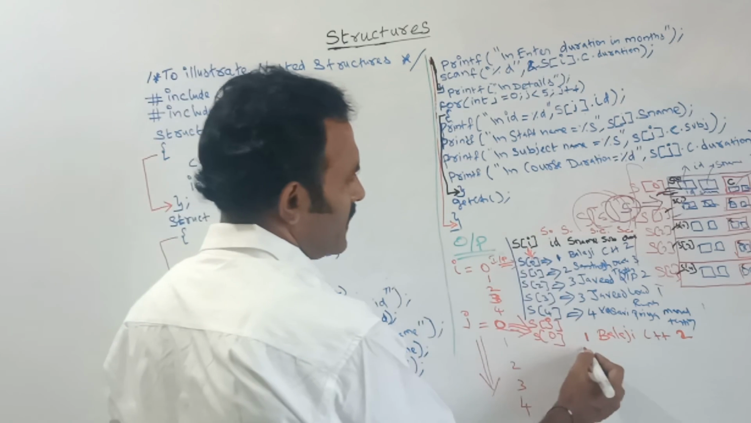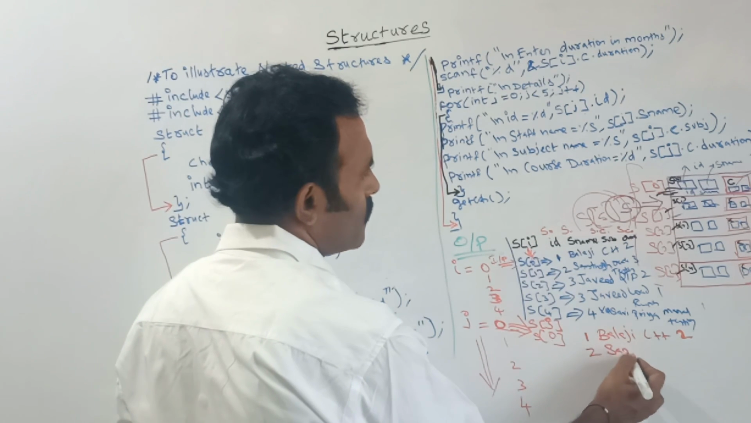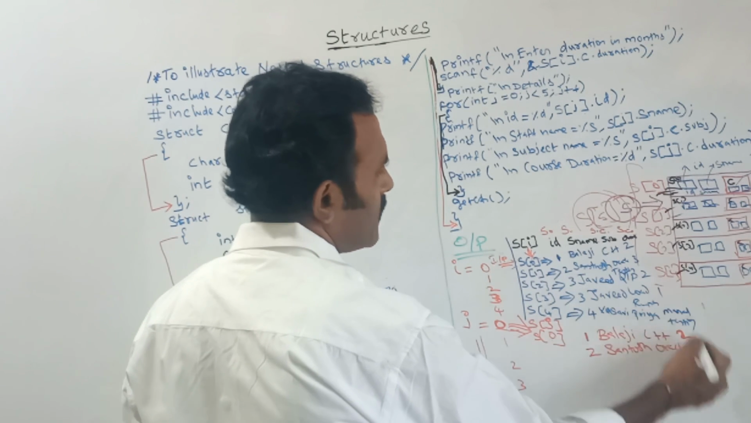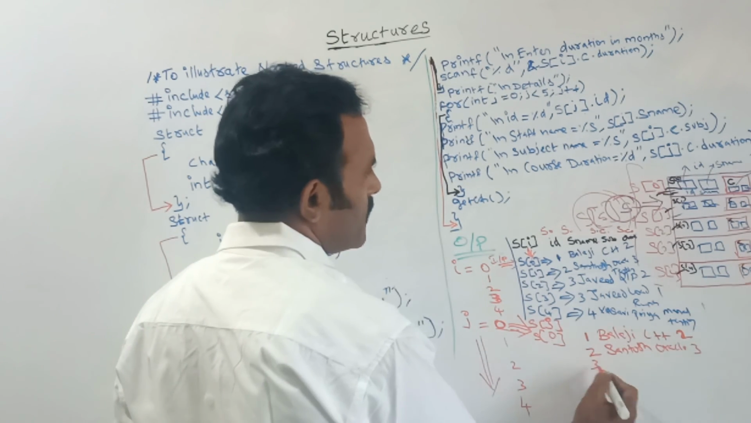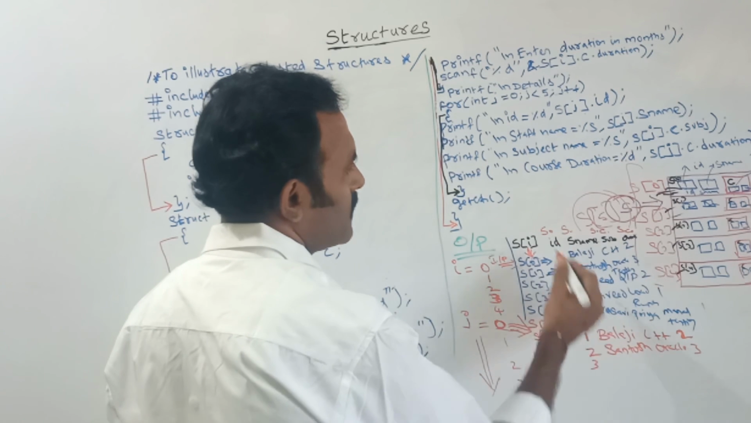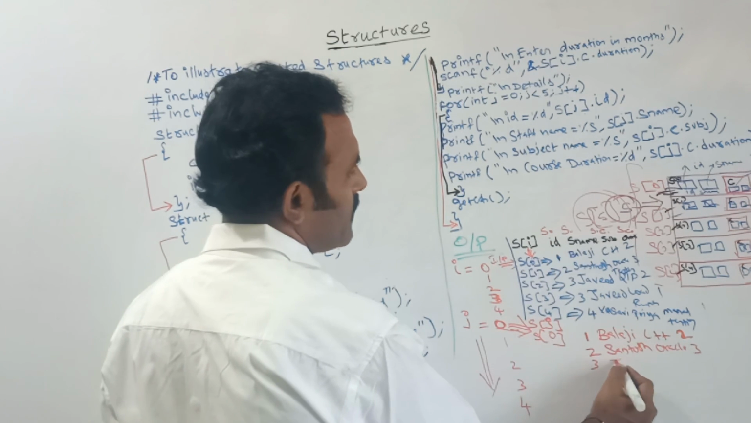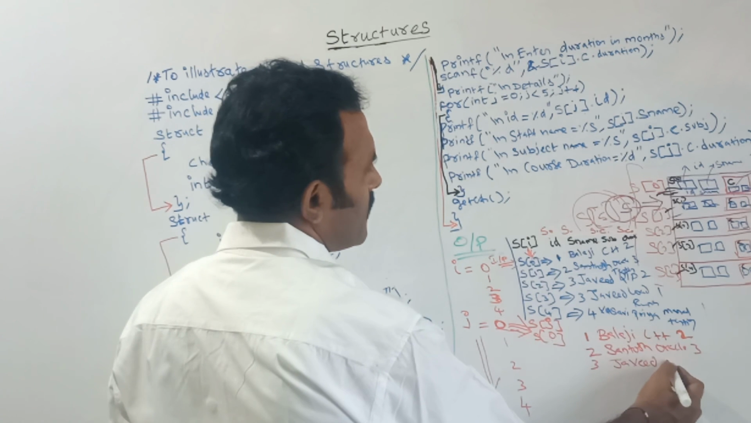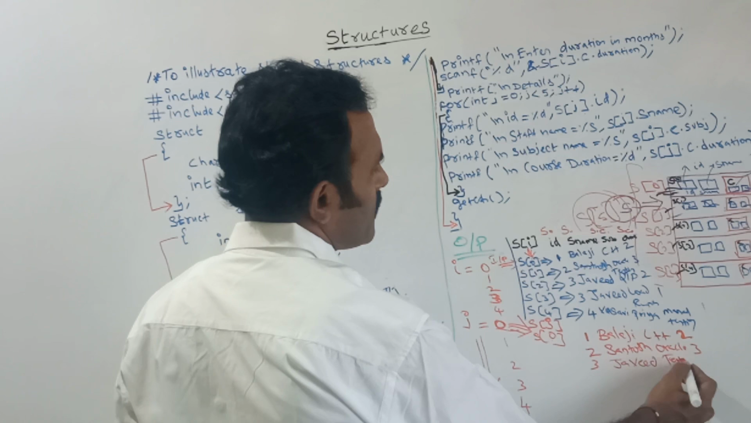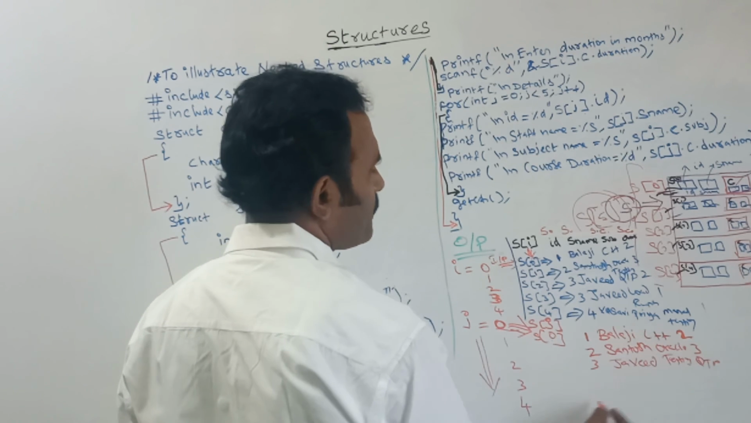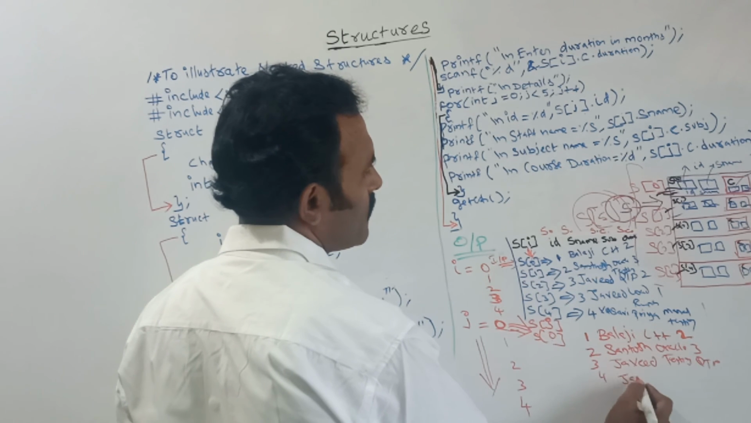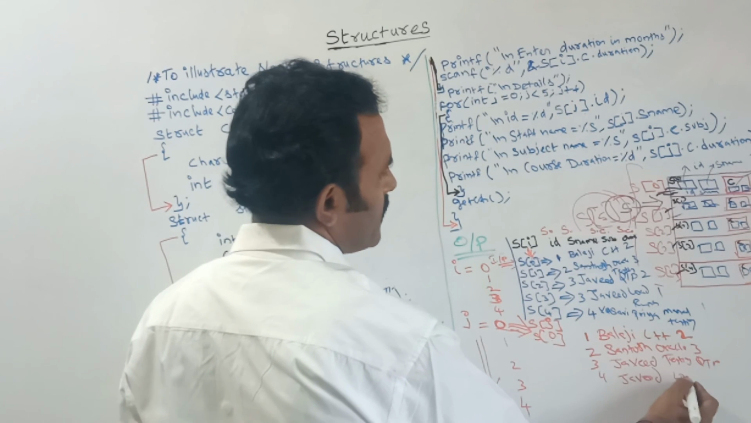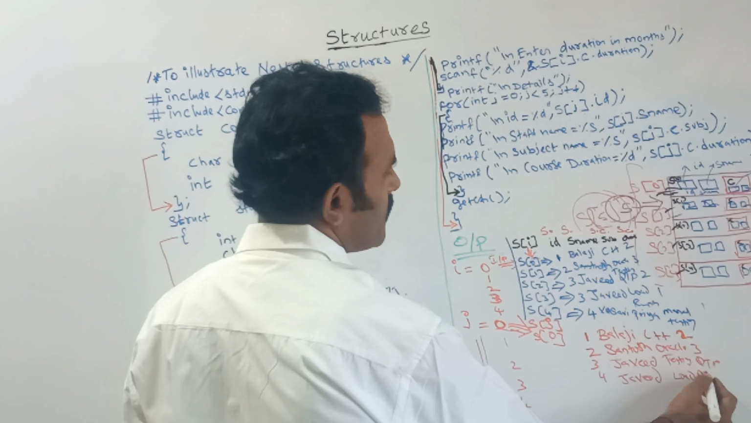See, in similar way. Next number 2, Santosh, Oracle, duration 3. Next staff ID 3, Javid, testing QTP. Number 4, Javid, testing load runner.